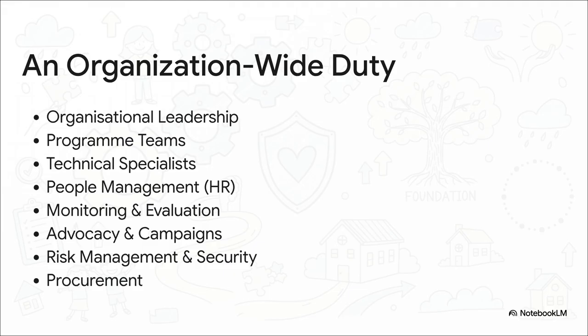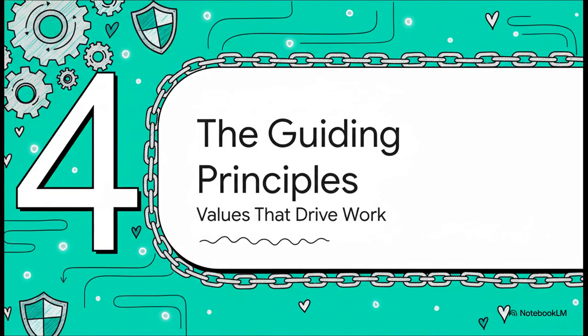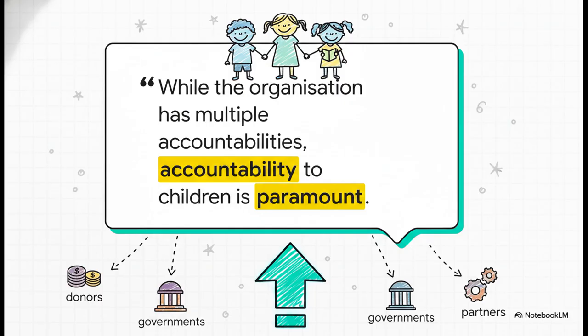It means HR has to do safe recruitment, leadership has to set the culture, and even the finance team needs to make sure there's a budget for safety measures. It's a thread that has to be woven through every single part of the organization. So if everybody is involved, what's the North Star? What are the core values that keep everyone on the same page and driving in the same direction? This quote just nails it. An organization has to answer to donors, to governments, to partners, but this framework makes it crystal clear. The number one primary accountability is to the children they serve, period. That single idea changes everything.